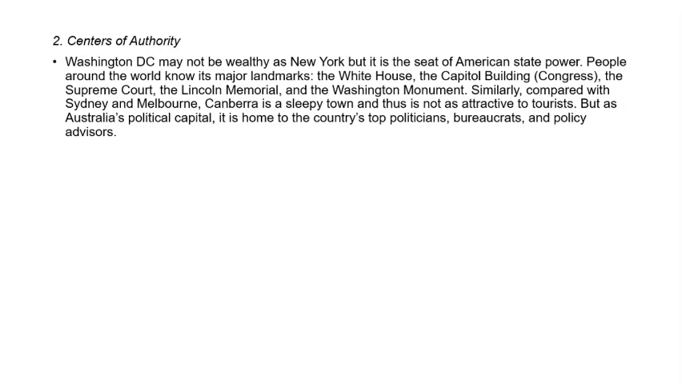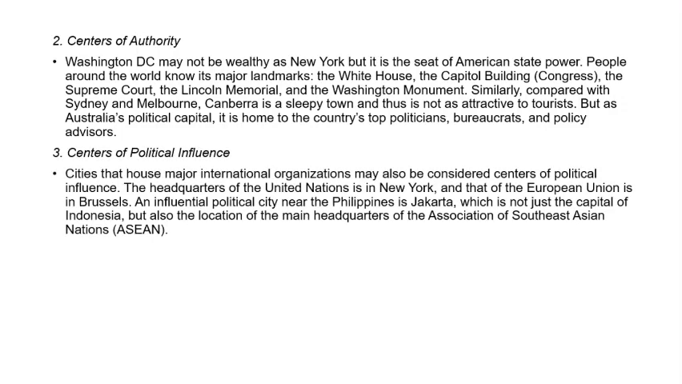Alright, so ayun, ano? So ayan ay number 2. So sige, next na tayo kagad, ano? Number 3. So ito, ang next na indicators ng global city para masabi natin global city ha. Nakalagay dito, cities that house major international organizations may also be considered centers of political influence. So we're talking about political influence. The headquarters of the United Nations is in New York.